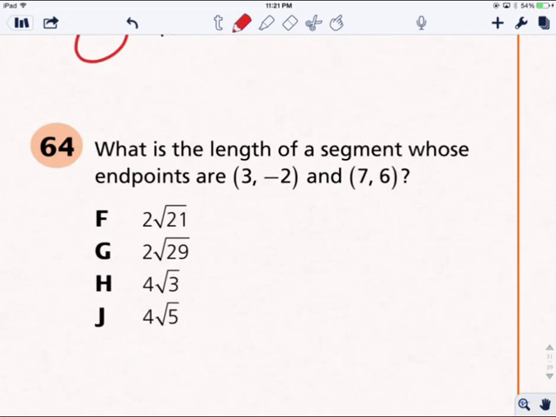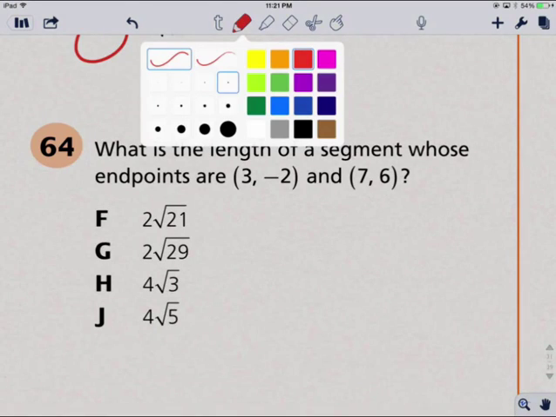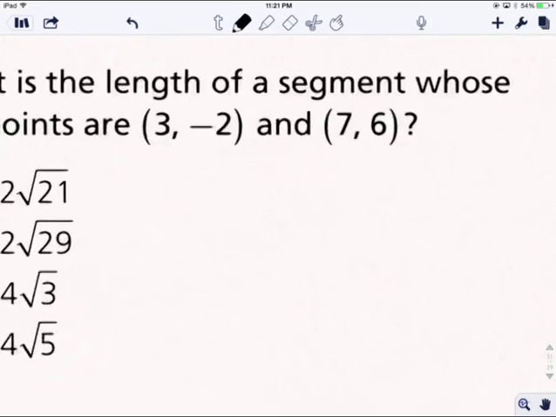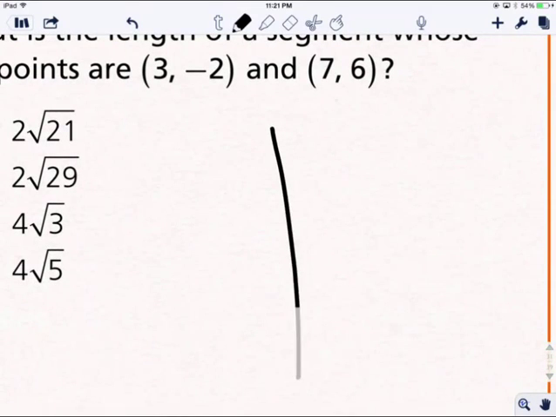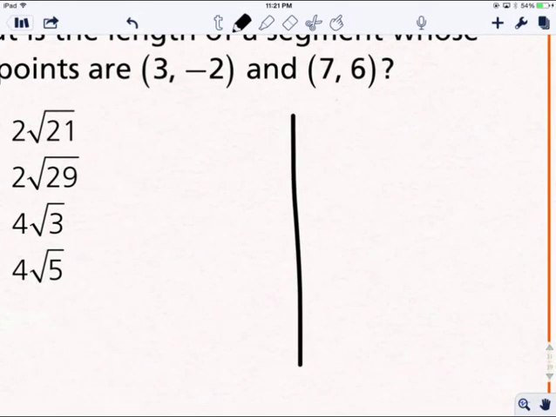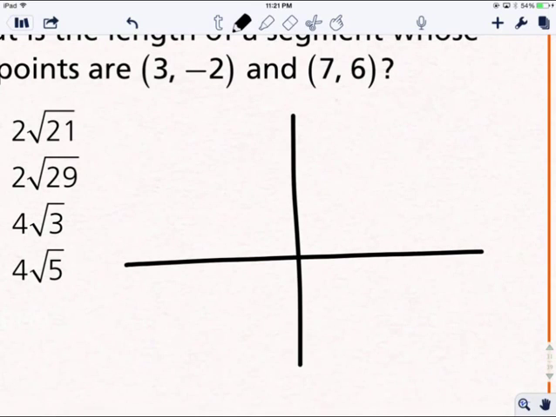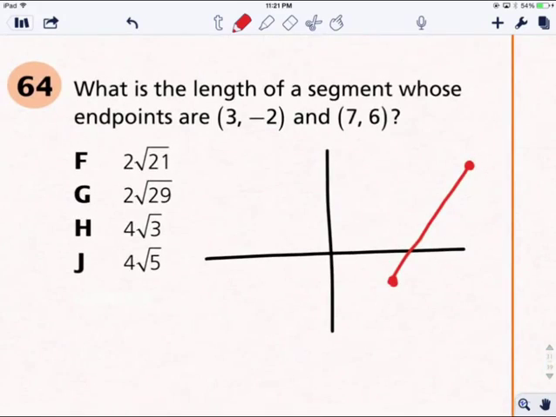Number 64. I'm going to make a quick sketch here so that we can kind of visualize what's happening. That is an awful x or y-axis. Positive 3, negative 2 is right about here. And then positive 7, positive 6 is right about up here. Now we want to know what is the distance between those 2 points, right? What is the length of the line segment with those endpoints?